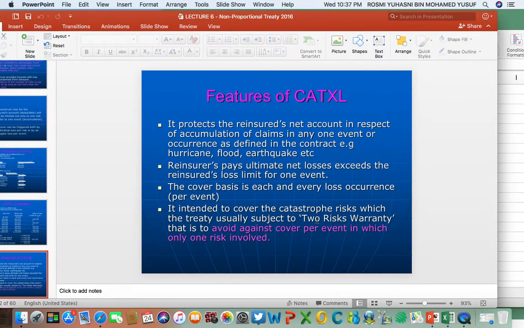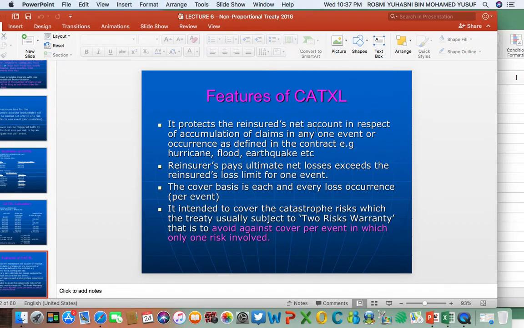Okay, features of CAT: it protects the insurer net account in respect of accumulations of claims from any one event or from any occurrence as defined in the treaty, such as from the event of hurricane, flood, earthquake, and so on. So the event which gives rise to the claim will be made clear in the treaty, meaning that not all types of event will be covered. There are certain events that will be excluded. It depends on the treaty.